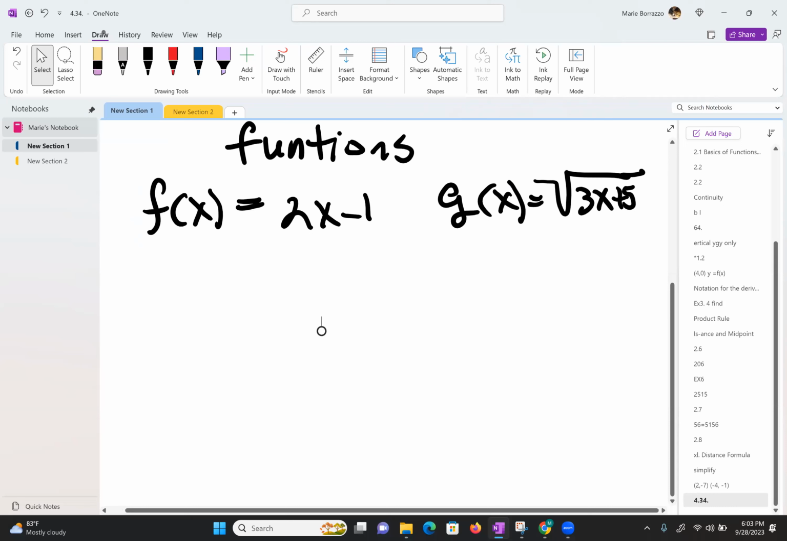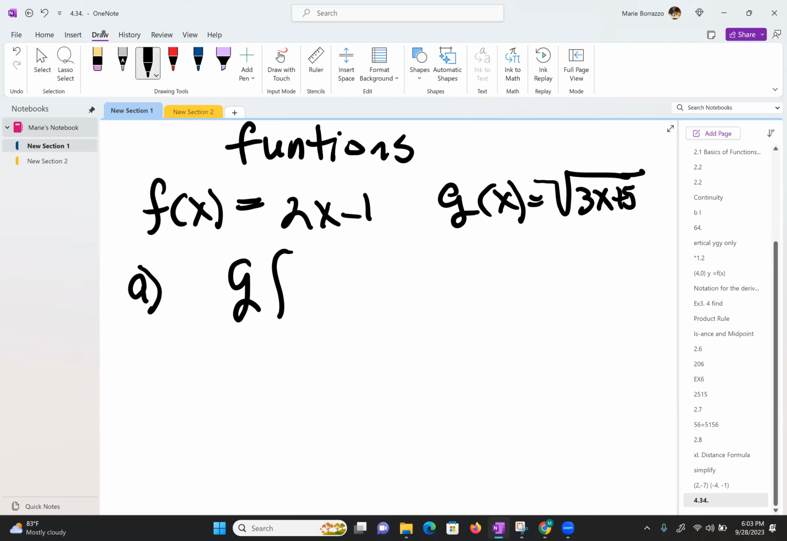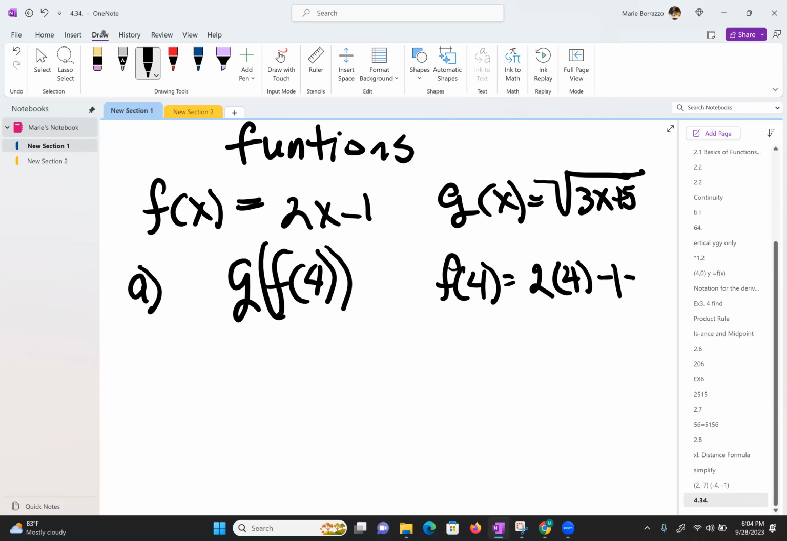And then in part A, they're asking us, can you evaluate g of f of 4? When they ask you to evaluate g of f of 4, what I want you to do is start with f of 4. So instead of f of x, we're going to call it f of 4, and that's basically equal to 2 times 4 minus 1, which is equal to 7. And so, in essence, g of f of 4 is really g of 7.